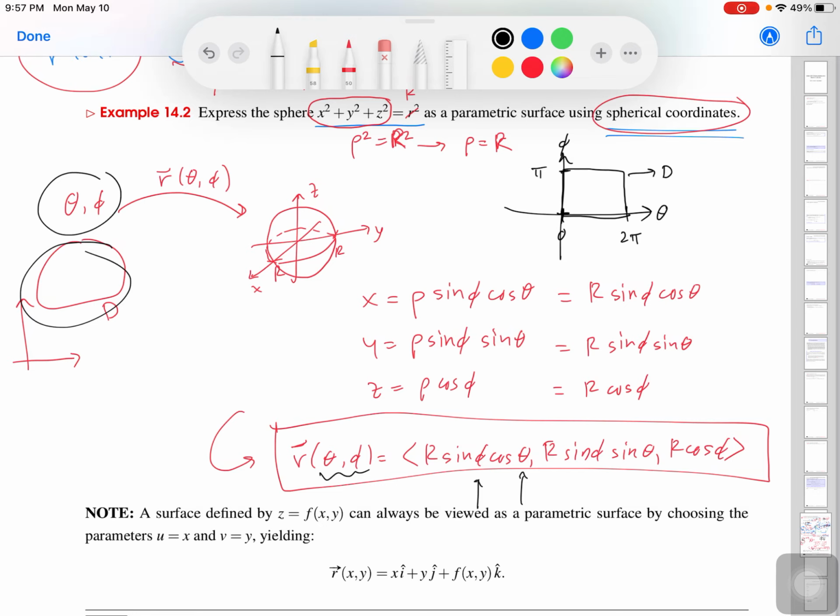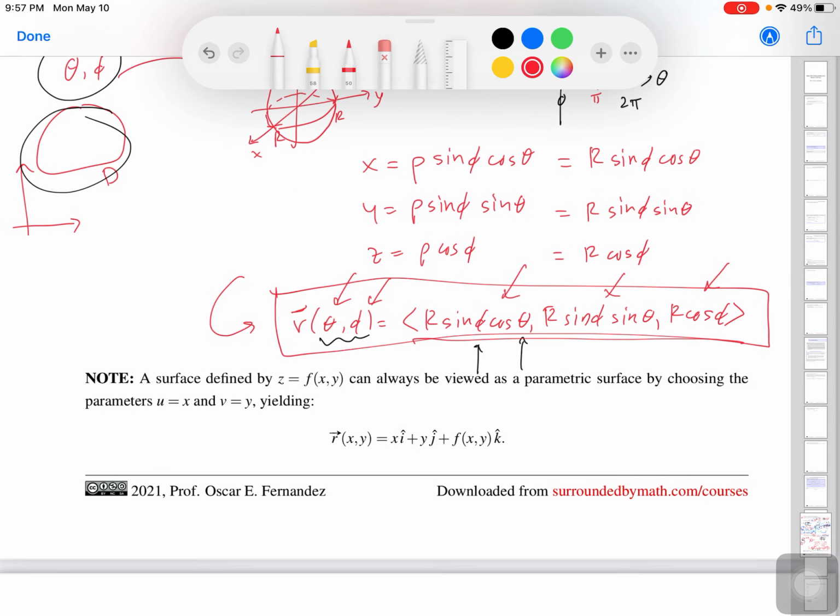I can select any point here, and that will generate, for example, if I selected the point pi comma pi over 2, then I'm selecting theta equals pi and phi equals pi over 2. I'm putting it in here, and then I am plotting this vector to generate the parametrization.